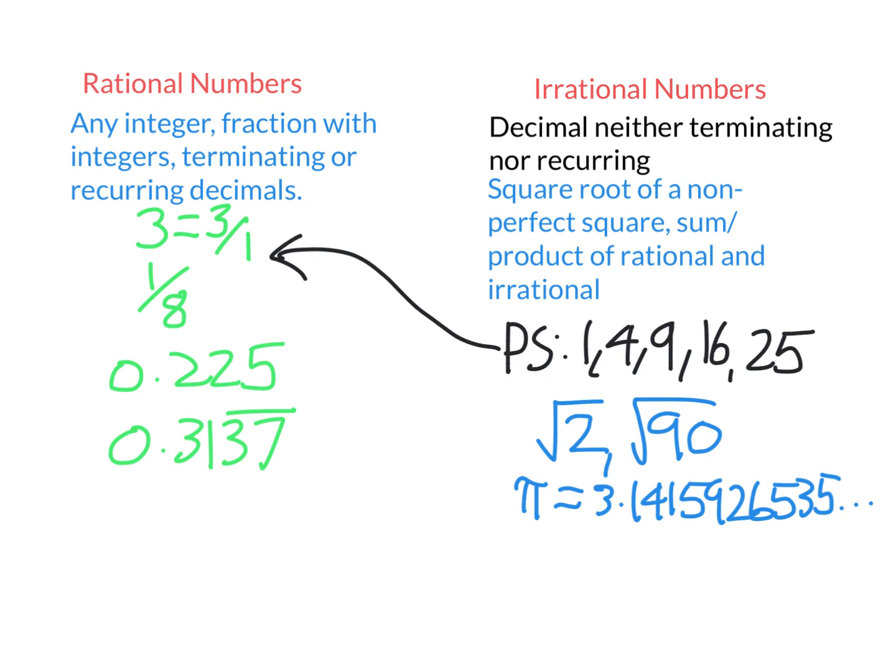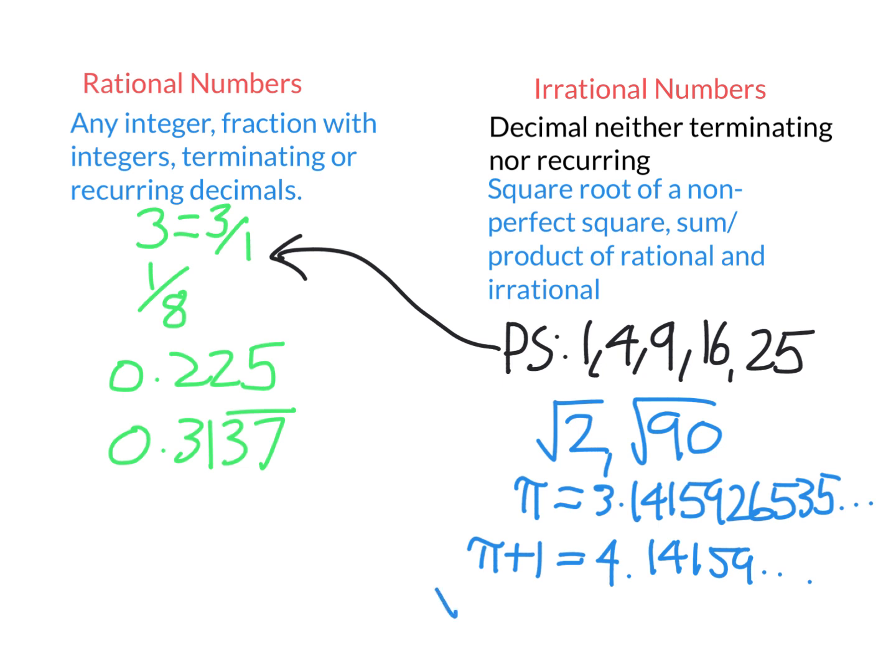Now it turns out if you add a rational and irrational number, you get another irrational number. What am I talking about by that? Well, for example, pi plus 1 will have the same decimal expansion. It will just be 4.14159 blah, blah, blah. So it still has a decimal expansion that's neither terminating nor recurring, that goes on forever without a pattern. So because of that, pi plus 1 is an example of an irrational number.